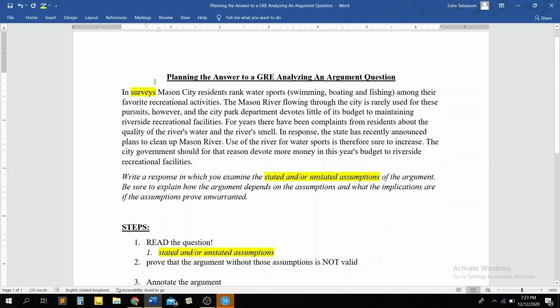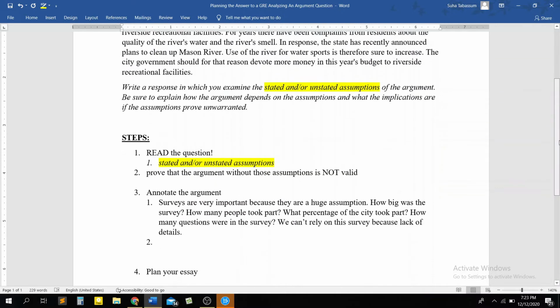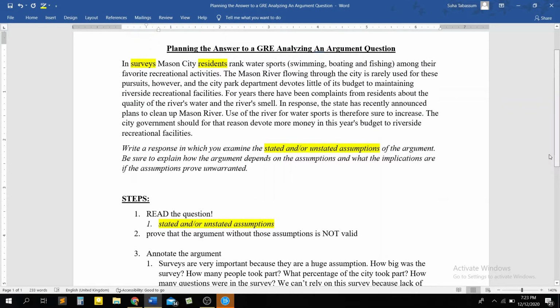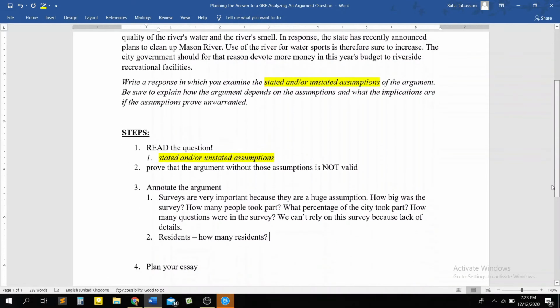Next we have, alright, so we're done with this first word. So in surveys, Mason City residents rank water sports. We can also highlight the word residents here. Why am I highlighting this? Because it doesn't tell us how many residents. So in the mention of the word residents, they didn't tell us how many residents. They just assumed that many residents said that water sports were their favorite activities. That's an assumption, and we don't know whether it's true.